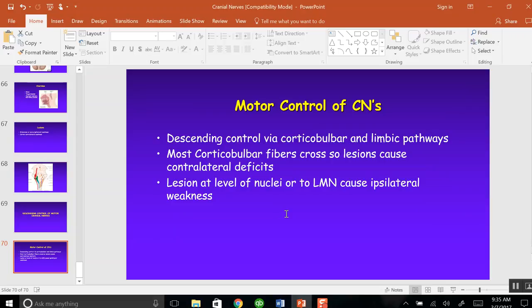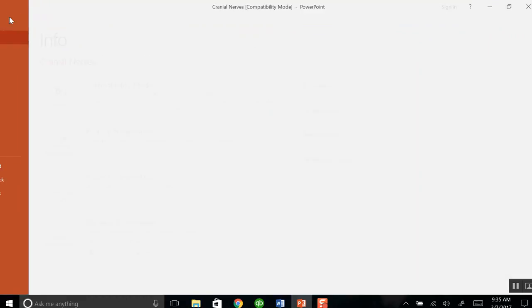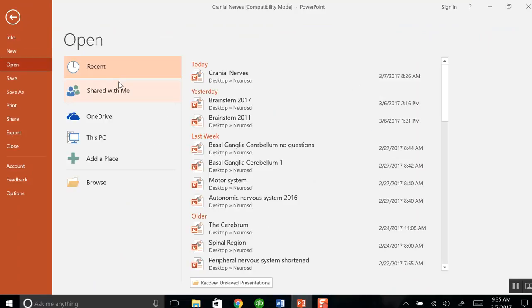Any questions about cranial nerves? Because we're going to move right into brainstem here now.